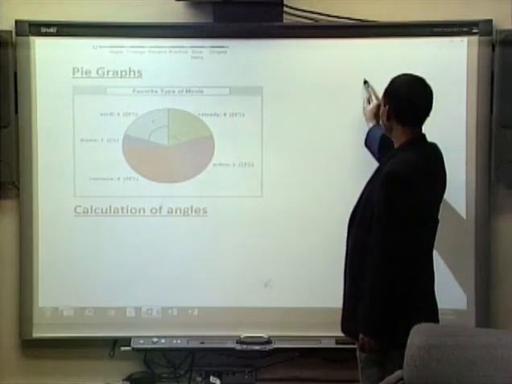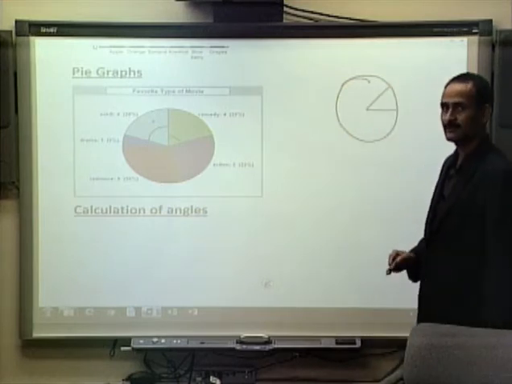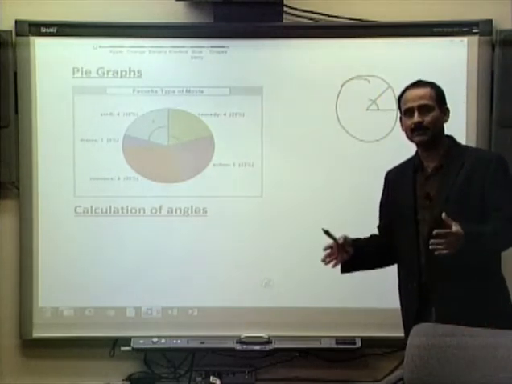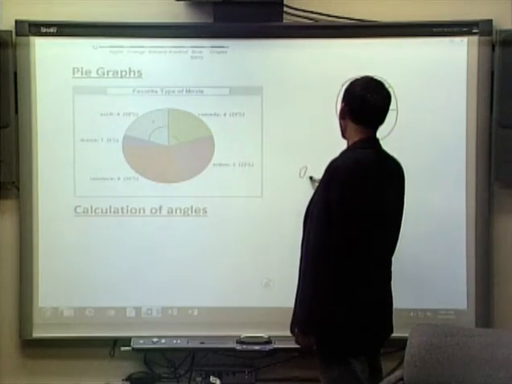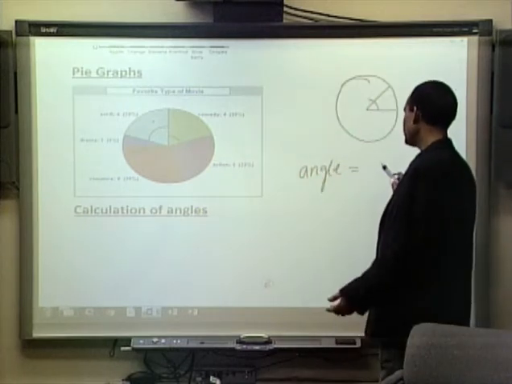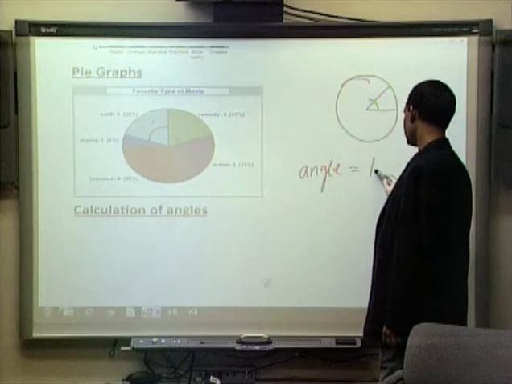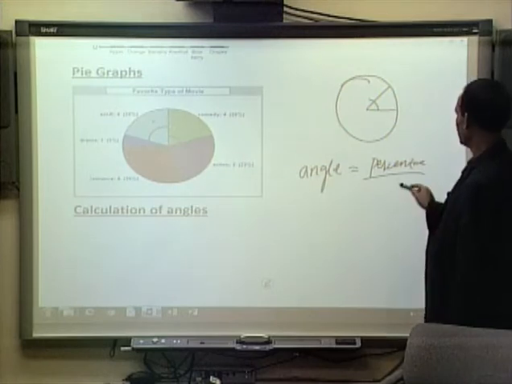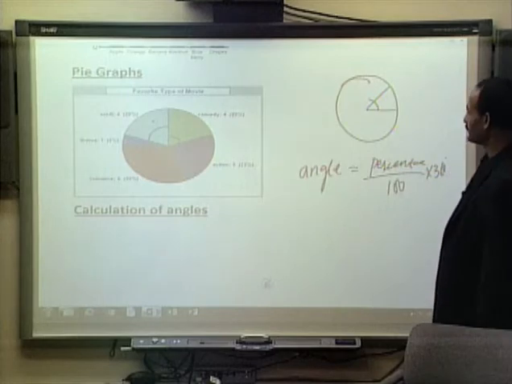Now we are trying to divide a circle. In order to divide a circle, we need to know how much angle should be assigned for each category, and the formula we can use to decide the angle. In order to calculate the angle, we can use this formula: the percentage divided by 100 times 360. So we can use this formula.